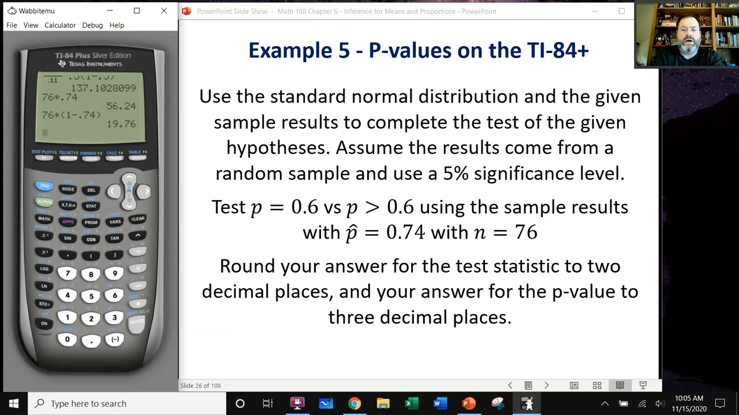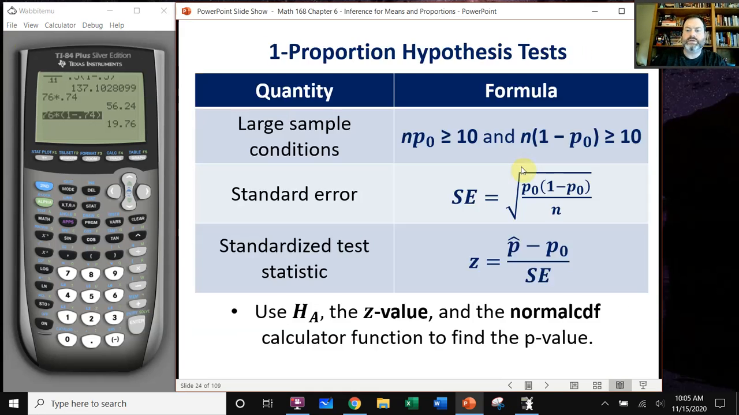So it says complete the test of the hypotheses. We're just going to go through all these things here. So I checked that the sample was large. Even if you're not asked to do it on the homework, make sure you can do it. Let's do the standard error, and then we're going to do the standardized test statistic.